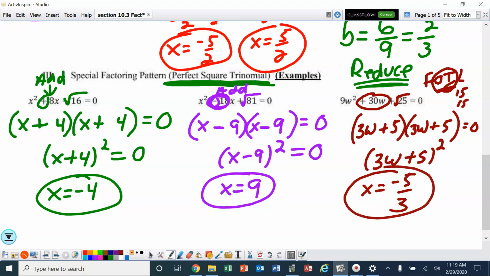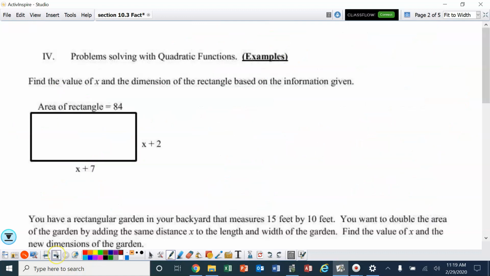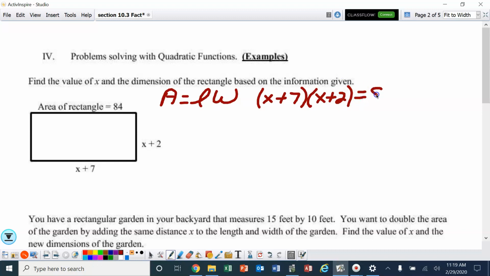All right, that's page 1. Let's go to the next page. Find the value of x and the dimensions of the rectangle based on the information given. You should remember that to find the area of a rectangle, you're going to take the length times the width. So when I set this up, I'm taking the x plus 7 times the x plus 2 and setting it equal to 84.